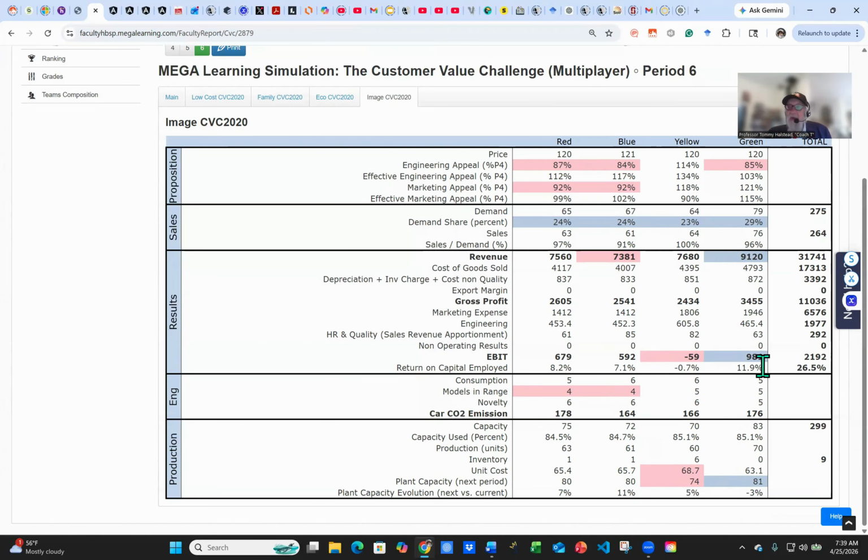But look at this, $981 million, or whatever you want to call it, on Green's part in image, just awesome. So again, take a look at this. We looked at the financials. We looked at where the prices are at, and that should be a wrap.